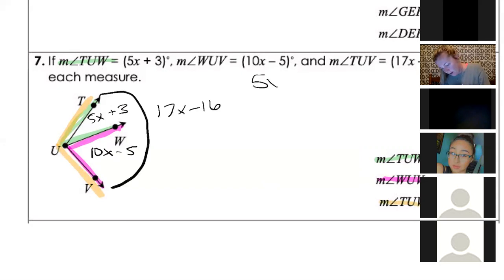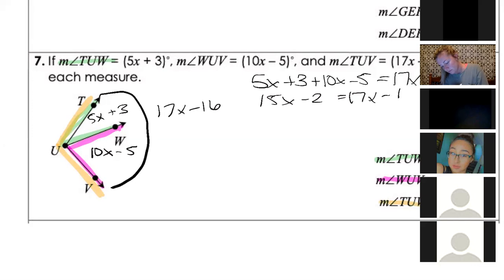So we have 5x plus 3 plus 10x minus 5, and it's going to equal the whole outside. And then we're going to solve. So we have 5x plus 10x, which is 15x. And we have positive 3 minus 5, which gives us negative 2. And then we're going to solve.